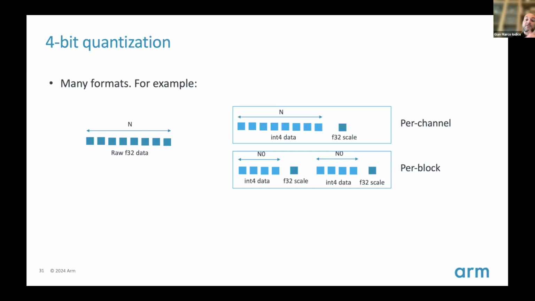This is quite important, for instance, when you have a very large array and you want to represent it in integer 4. So one way is to split the array in chunks, and you have a quantization parameter for each chunk. But why am I stressing the 4-bit quantization at this stage?